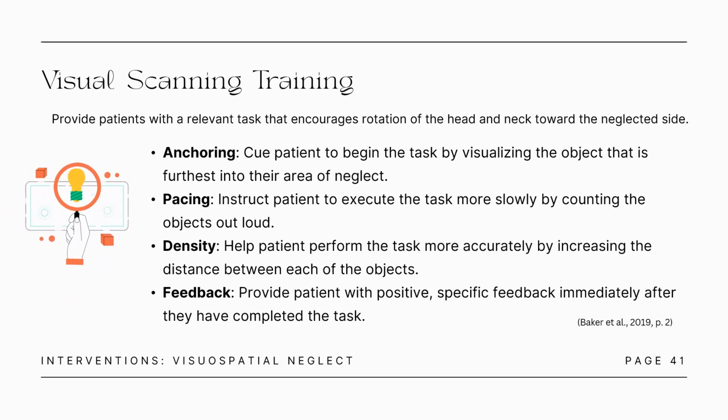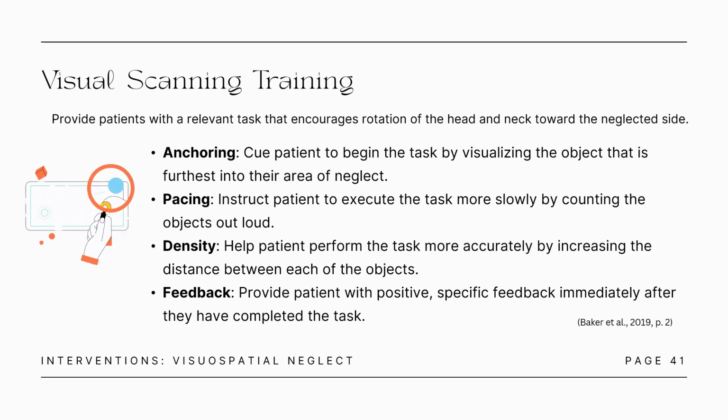Let's say you're incorporating visual scanning training during ADL. Your patient is looking for their comb to brush their hair. So their grooming items are going to be set up near the sink. You're going to cue them to move their eyes as far to the affected side as they can and tell you what object they see there. That's their anchor. After every visual sweep they make, they're going to come back to that anchor.